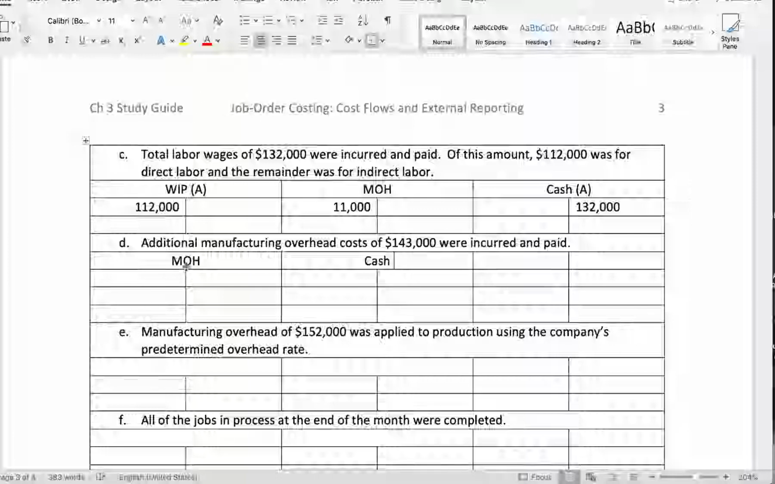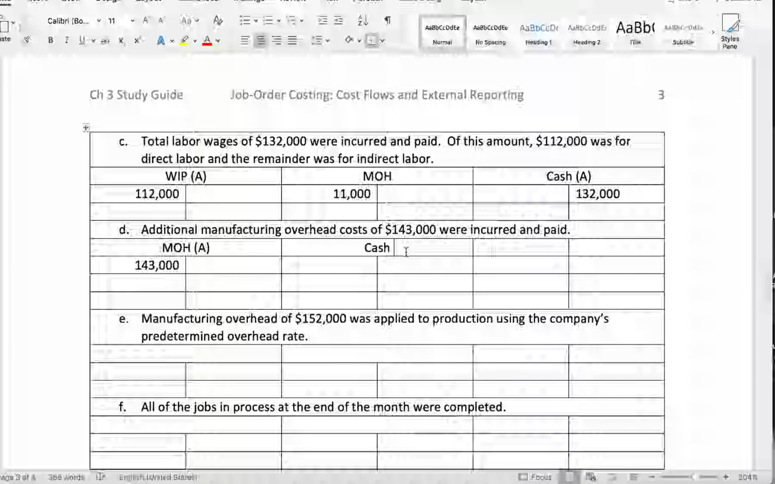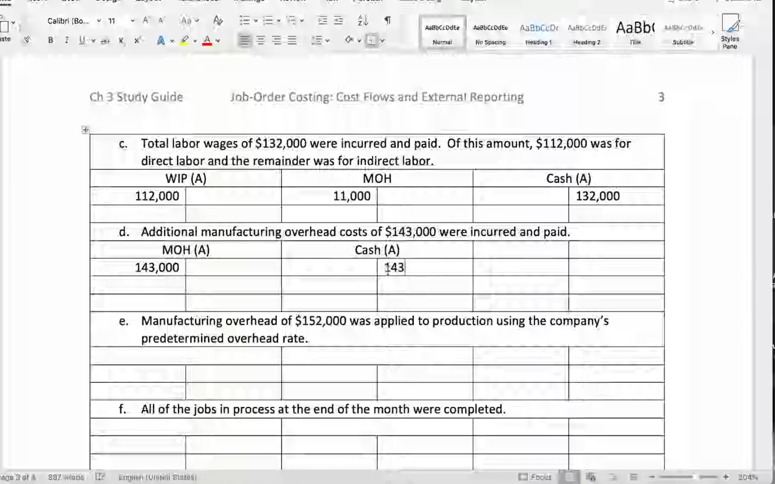Okay, so what's happening here? Well, manufacturing overhead, again, is an asset account. We debit what we actually incur. We actually incurred $143,000 of expense for manufacturing overhead. We're going to credit cash. Why am I crediting cash? Because again, cash is an asset. Assets increase with a debit, decrease with a credit. So $143,000 is the credit to cash.